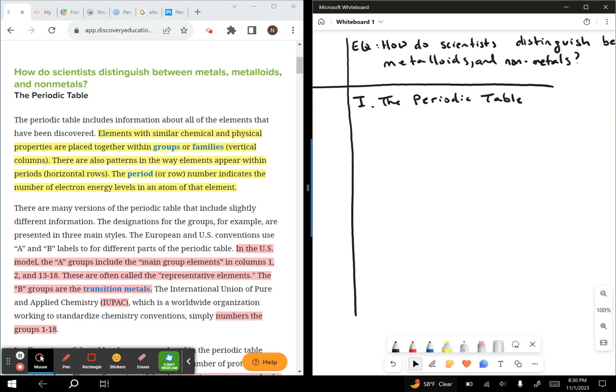Okay, so if you take a look at this first paragraph here, the periodic table includes information about all the elements that have been discovered, as well as the man-made ones, what they call the uranium transition elements, ones that we've made in the labs, right? And they say that elements was similar. If you've read this, and of course I encourage you to read this ahead. In fact, actually, let me backtrack a little bit here.